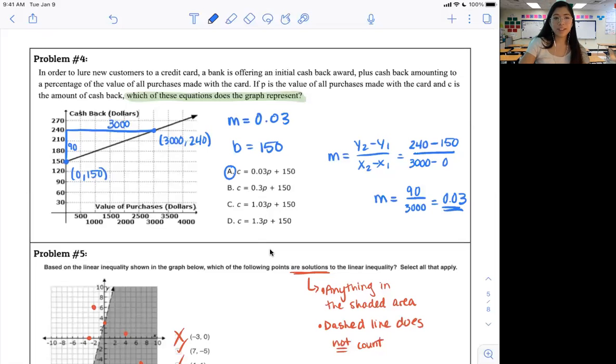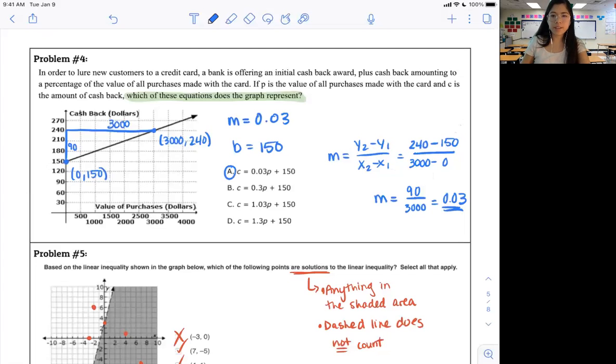Okay, I'm not gonna name names, but somebody just told me that they did it backwards by accident. They did 3,000 minus 0 in the numerator and then 240 minus 150 in the denominator. And if you do it backwards, then you're not going to get any of those numbers. So definitely make sure, yeah, that's a very common mistake. Just remember that the numerator is always the y values and the denominator is always the x values.